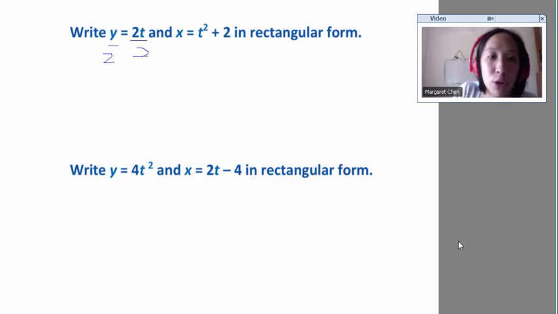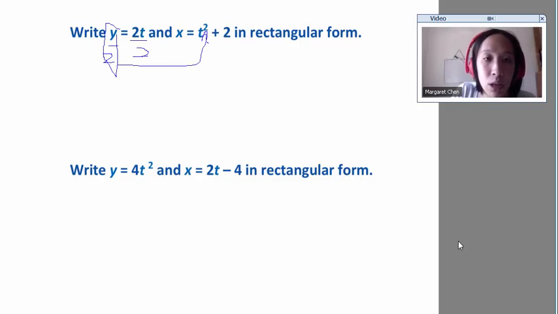So what you're going to do is plug all of this into everywhere you see the t in the other equation. You're going to get x equals, probably going to use my tablet next time to write this with neater handwriting. But this is going to be y over 2 squared plus 2.